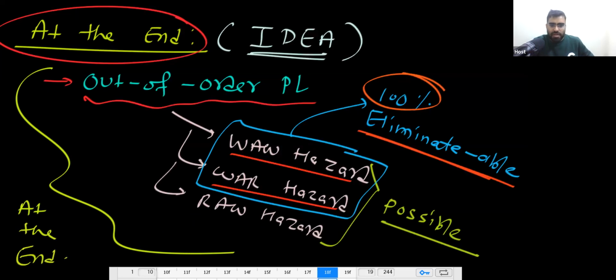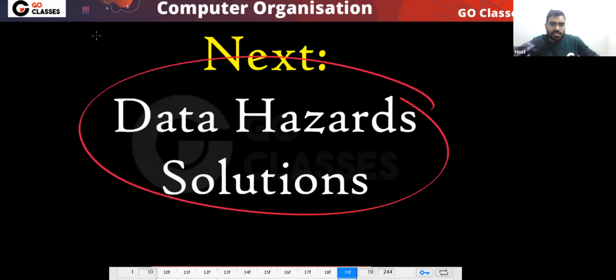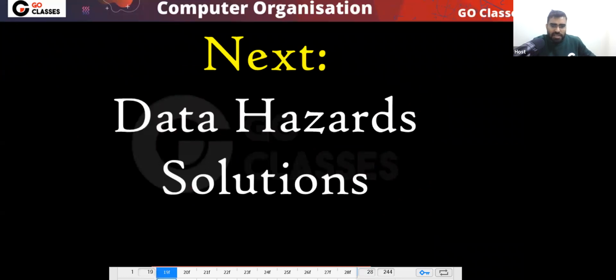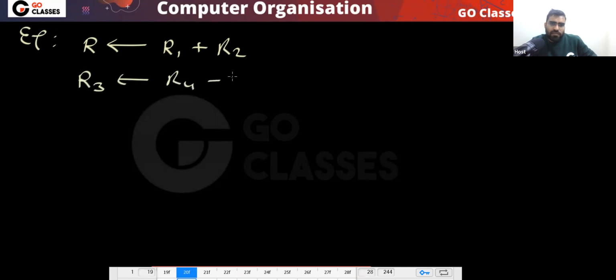So do not worry. Now let's move on. Now let's see data hazard solution. So far we have seen that data hazards are possible. Then can you allow them? Let me give you a program. Consider this program where you are writing R1 plus R2, and then there is some instruction where R3, R4, R5 is happening. And then let's assume there is some instruction again where you are using this R.